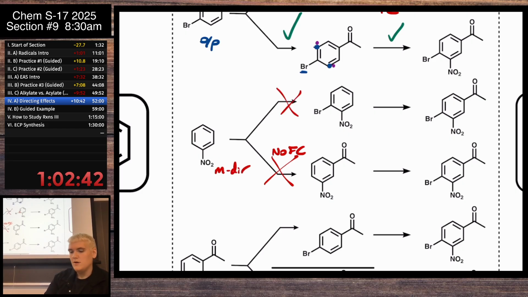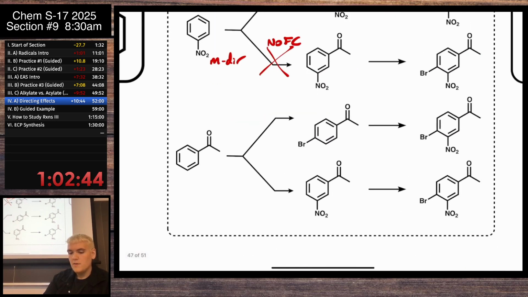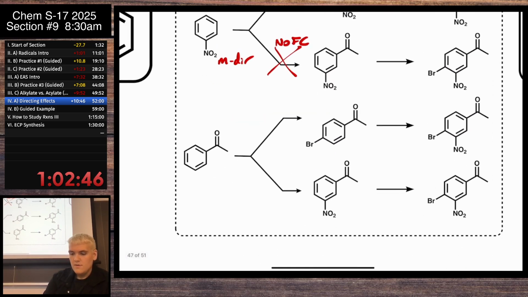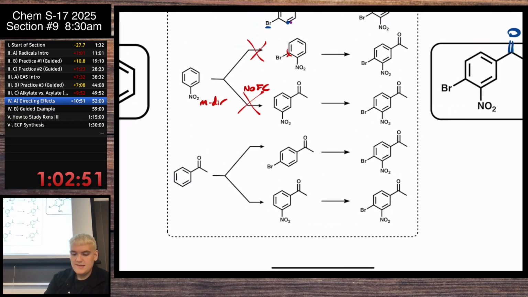So that would not work. If we started with our carbonyl first, well, in trying to add our bromine in the right position, we said that this is a meta director. So can we get bromine in this position if we add the carbonyl first? No.